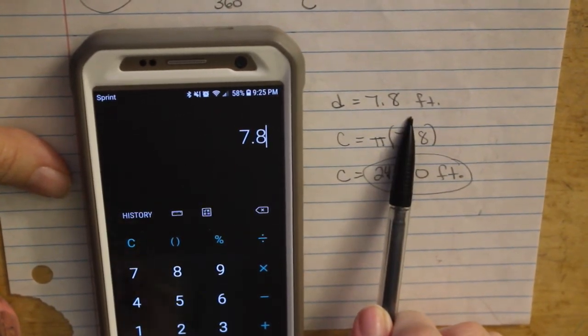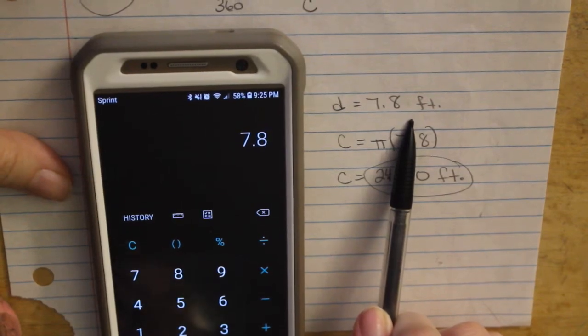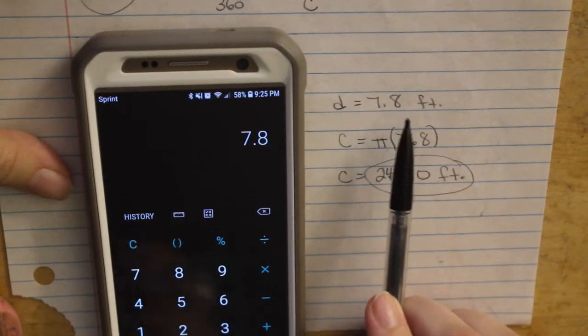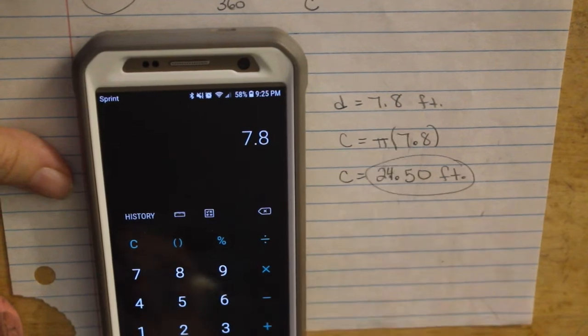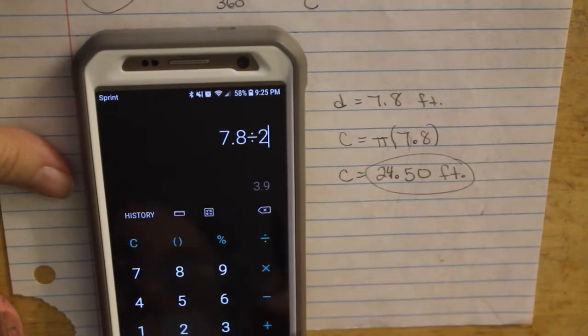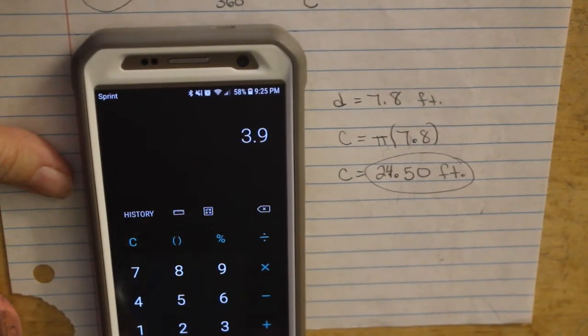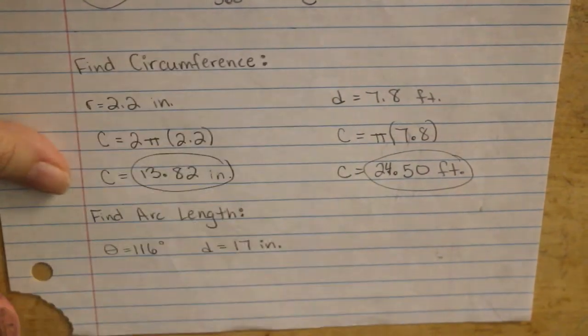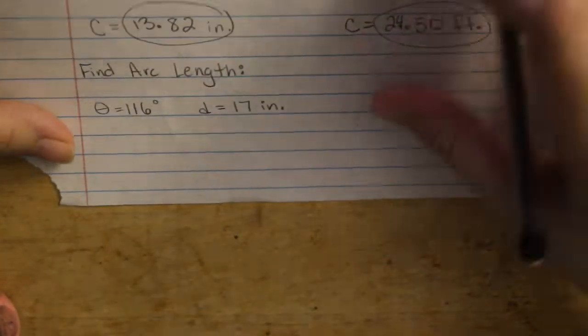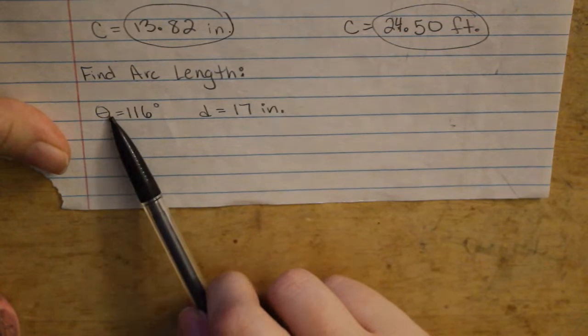So see, it gave me my diameter anyways. That's just going backwards. It's not that hard. Just remember, divide by pi if you're trying to find the diameter. And if from the diameter they wanted you to find the radius, divide by 2. And it gives you the radius.